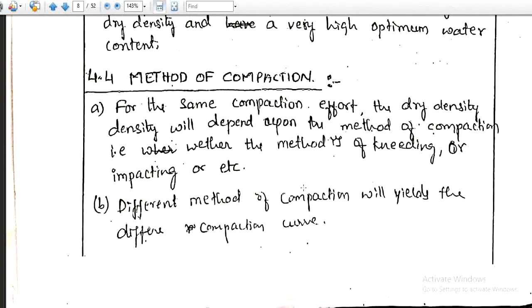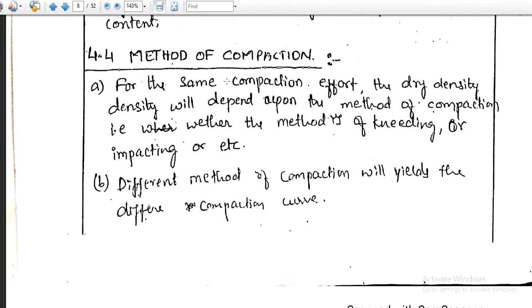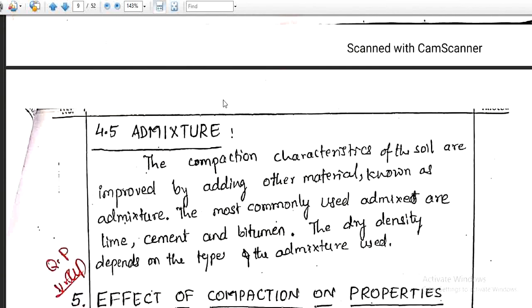So method of compaction is another factor which is going to affect the compaction. So first point, you can see for the same compaction effort, the dry density will depend upon the method of compaction, whether the method is impacting, kneading or any other method. So different methods of compaction will lead to different compaction curves. That's why the method of compaction plays a very important role in compaction.